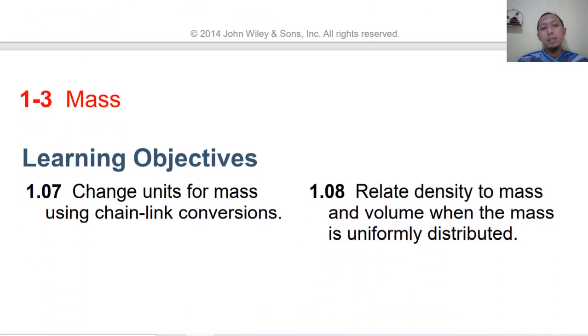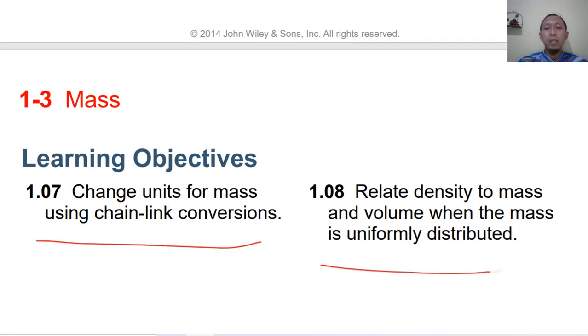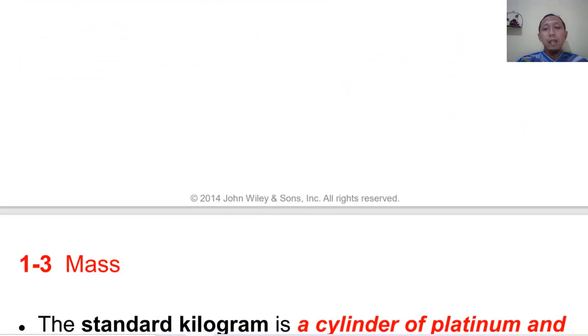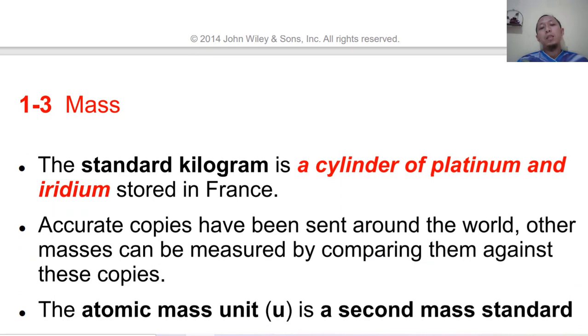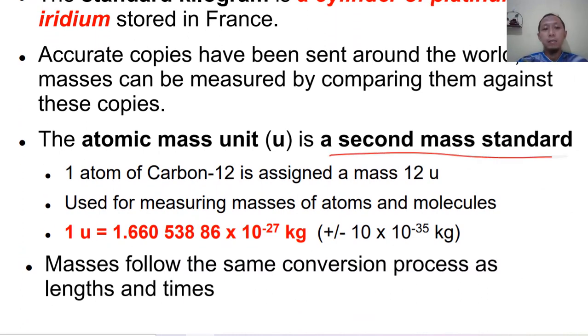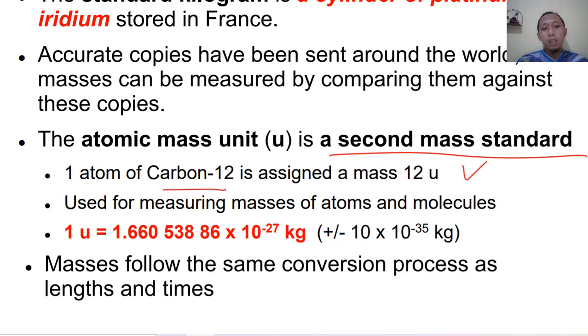And then the third standard is mass. The learning objective is to change units for mass using chain-link conversions, and then relate density to mass and volume when the mass is uniformly distributed. The standard kilogram, 1 kilogram, is a cylinder of platinum and iridium stored in France. The atomic mass unit is the second mass standard. One atom of carbon-12 is assigned a mass of 12 u. So the 12 u is how to measure atomic and molecular mass. So one u is this.